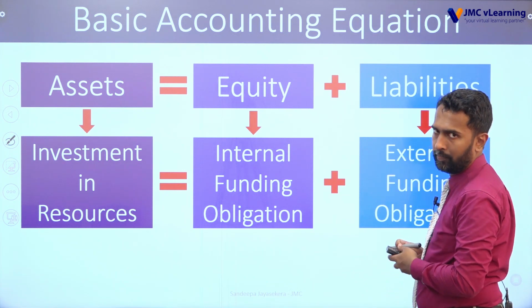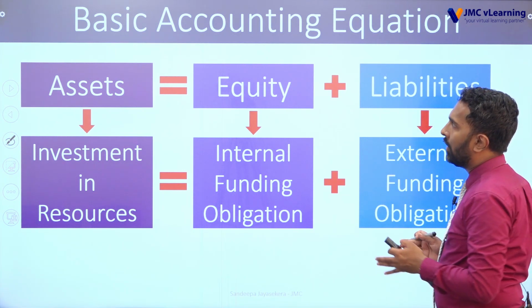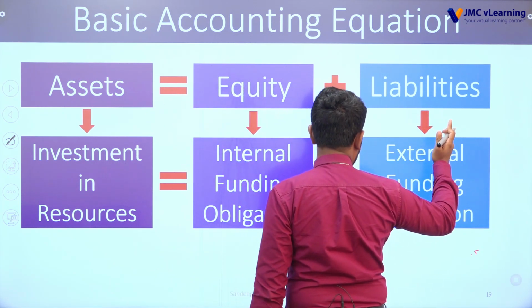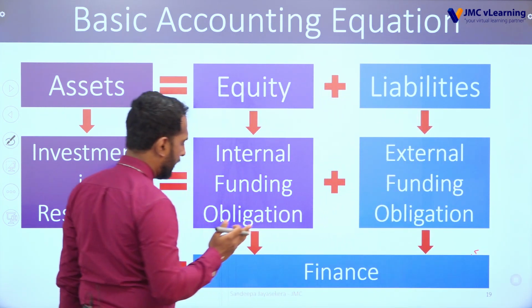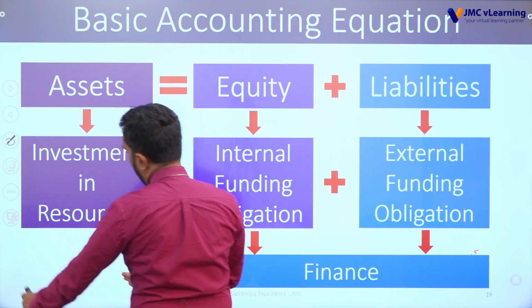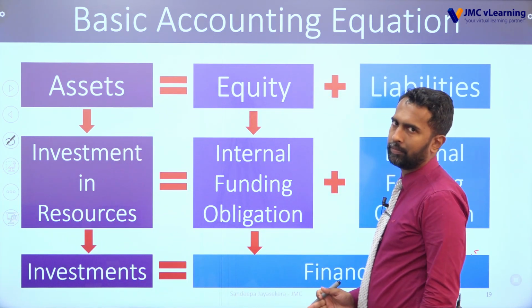Where are they in the assets? So basically, the basic accounting equation is assets equal to equity plus liabilities. What does it say? It says your financing obligation shall always be equal to your investment in assets.